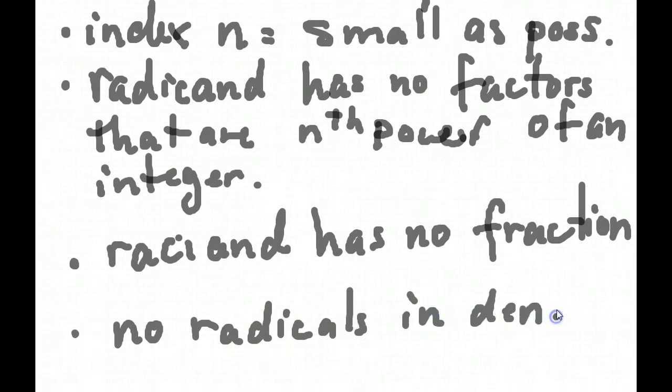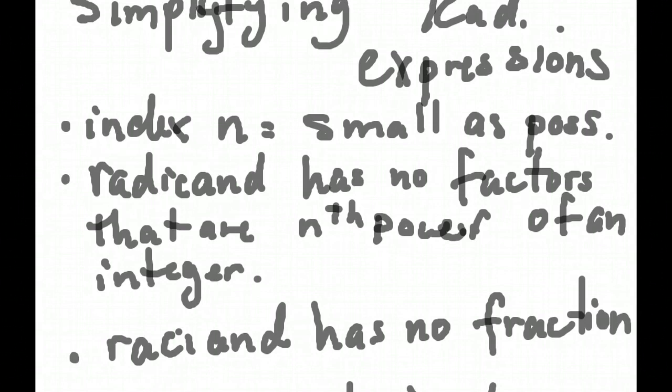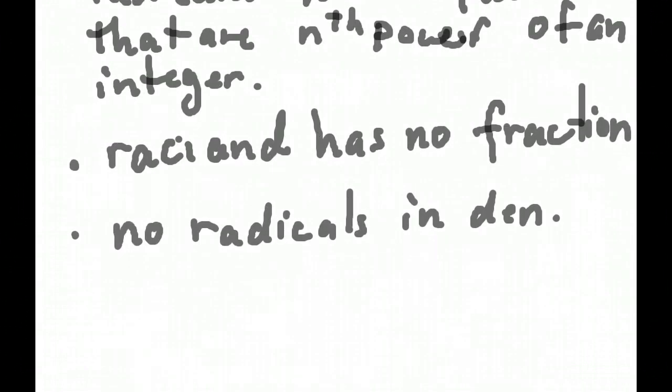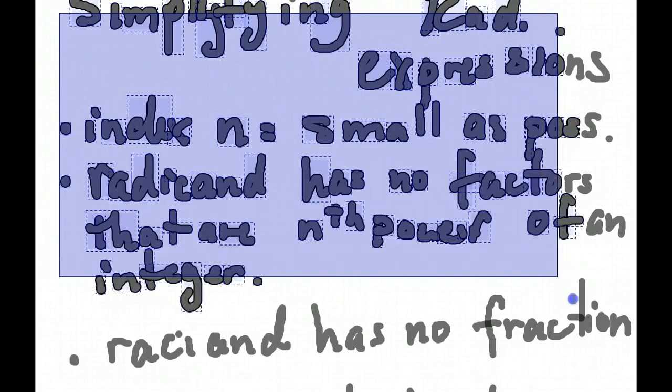Let me just recap. First, the index number, what level your radical is, has to be as small as possible. The radicand has no factors that are the nth power of an integer, meaning anything pretty much over 1. The radicand has no fractions in it, and there are no radicals in your denominator. Those are the rules for simplifying radical expressions.